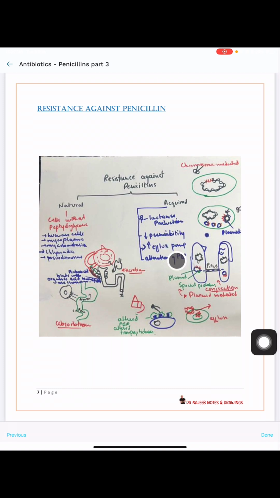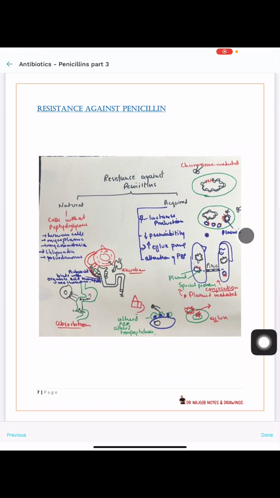Next is acquired resistance. They have acquired the resistance by producing beta lactamase. It will destroy the penicillin and the penicillin will not work. Decreased permeability: gram-negative bacteria have very narrow porins that only allow some penicillins to act. Increased efflux pump: it will efflux the penicillins that are coming, and not let the penicillin work. And next is the alteration of the penicillin binding protein. This protein gets altered from its genetic material, its structure is changed, and whatever penicillin comes, it can't bind to that altered PBP.